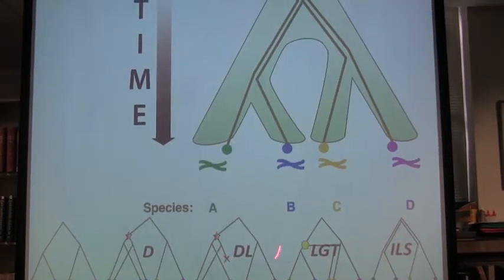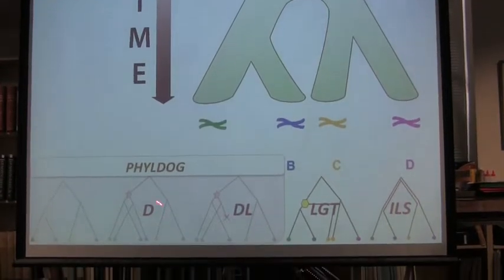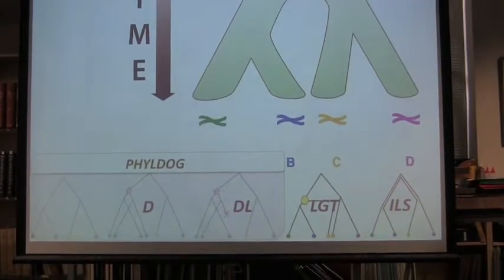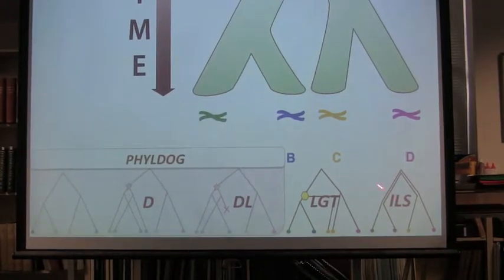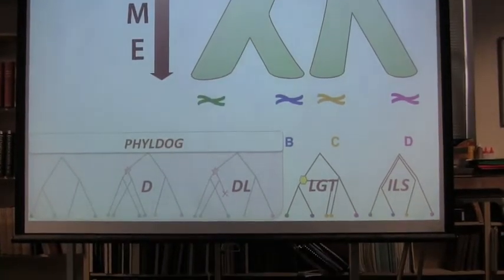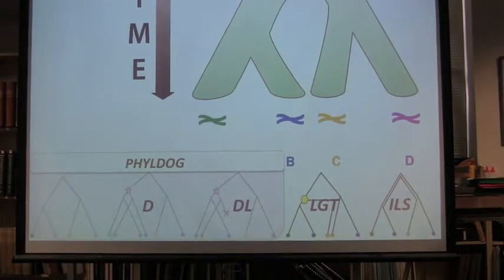And so in this part of the talk, I'm going to be focusing on these processes, the processes of duplications and the processes of losses. So all those gene families I can deal with. The gene families that have undergone lateral gene transfers or incomplete lineage sorting, I'm likely to make some mistakes with those gene families.